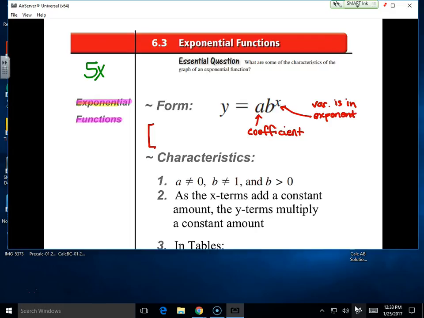I know, I can see it. Who's the coefficient in 5x? The 5. Who's the variable? The x, alright? So coefficient is just the number in front that's being multiplied.